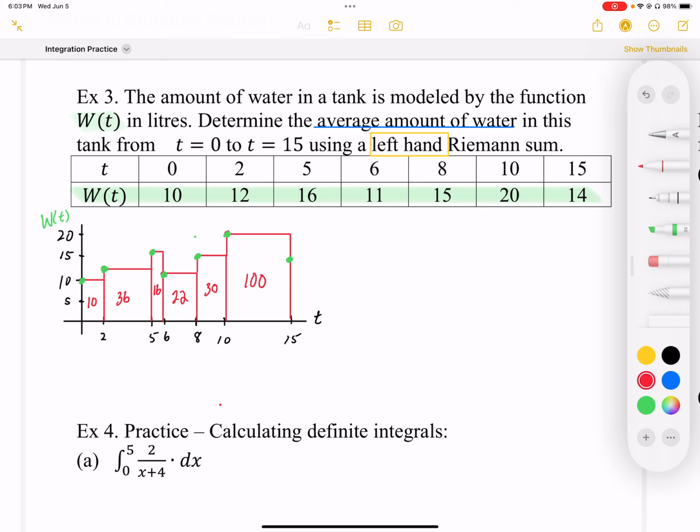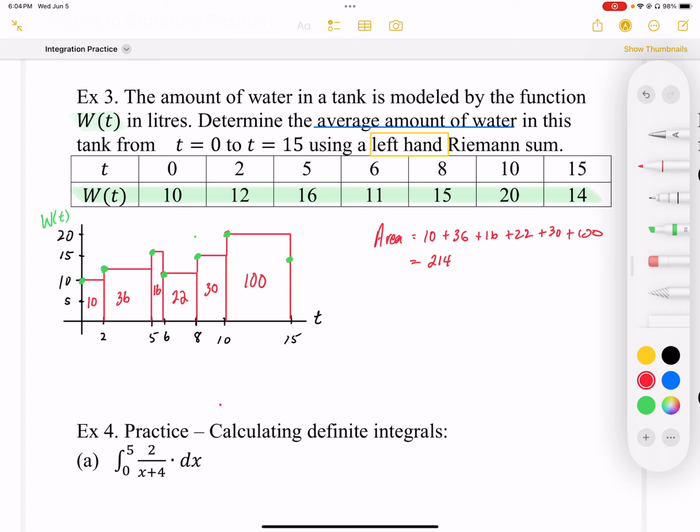So the total area under this, when I add this up, is 10 plus 36 plus 16 plus 22 plus 30 plus 100. That works out to be 46, 62, 84, 114, so 214 liters. That's not liters, but liters times time.